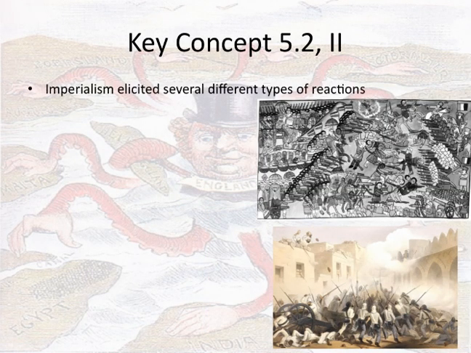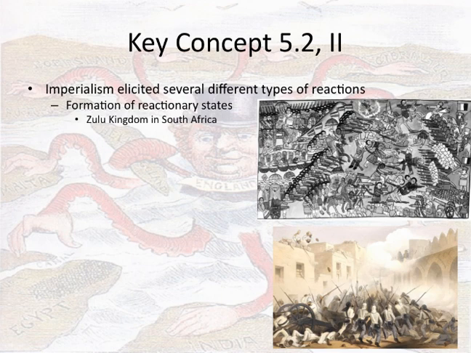And now, imperialism elicited several other different types of reactions from around the world. So these are going to be how non-industrialized places responded. So let's talk about some places that formed reactionary states. So you actually see the formation of political entities that are in response to imperialism.